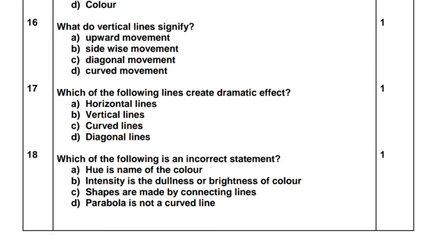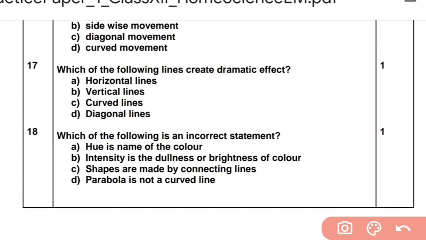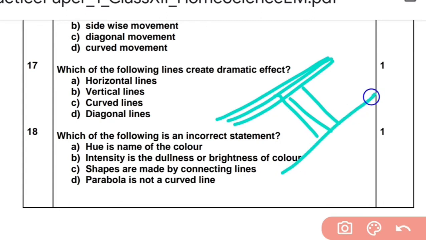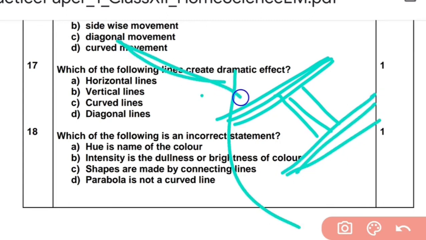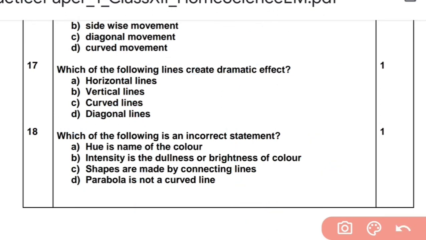17th, which of the following lines create dramatic effect? Horizontal lines, vertical lines, curved lines, or the diagonal lines? Dramatic effect is generally created by the diagonal lines. It could be created in this manner. Then you can have it like this. These are all diagonal lines. Okay, so they create an impact or dramatic effect. That is why many times you would have seen asymmetric designs.